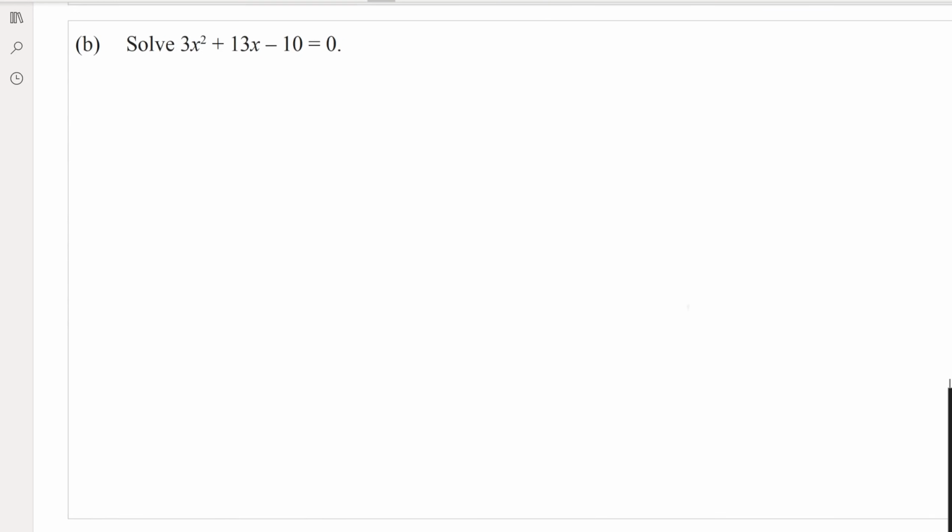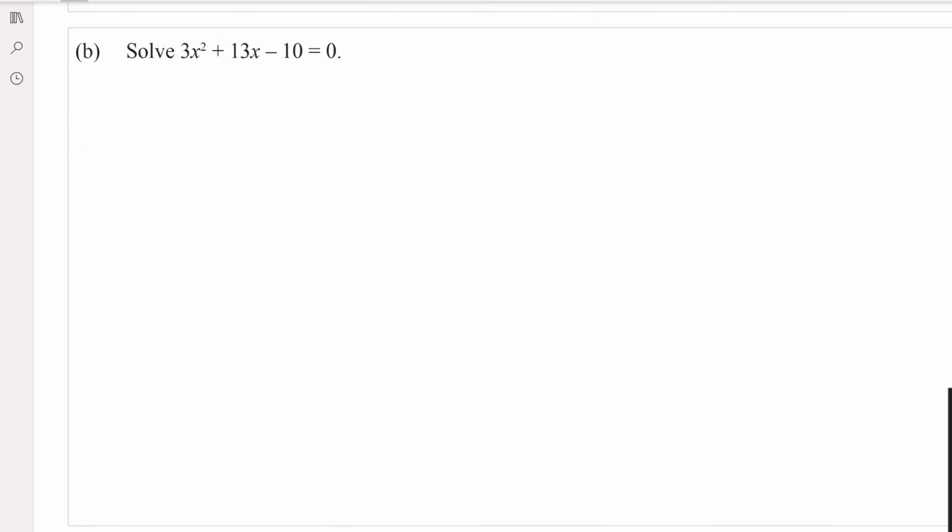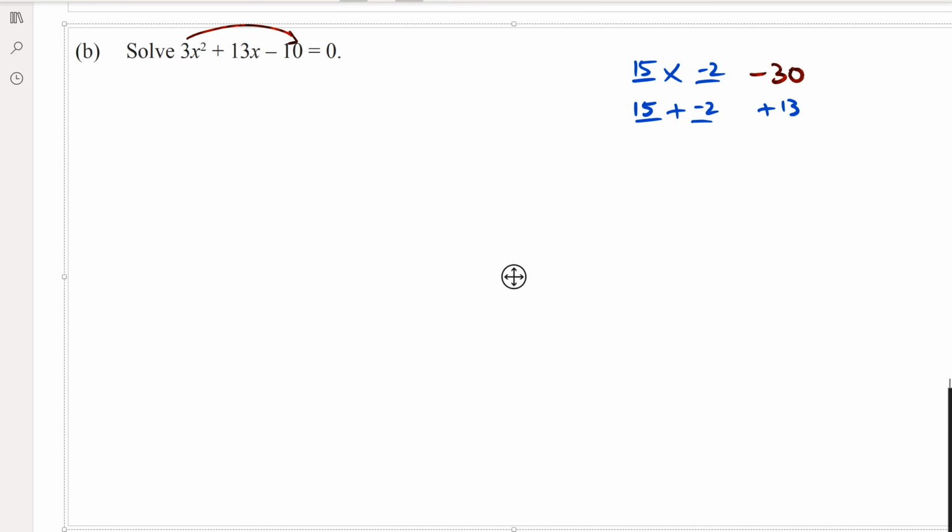Let's go to the next one. 3b. It's one of those quadratics again, where we've got to solve it. So we've got to factorize it first. 3 times negative 10 is negative 30. So I'm looking for 2 numbers that multiply to negative 30 and add up to plus 13. In this case, 15 and negative 2 works out. So I'm going to replace the 13 with 15 and negative 2.